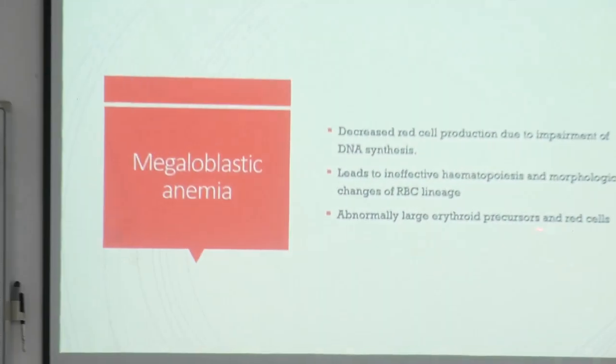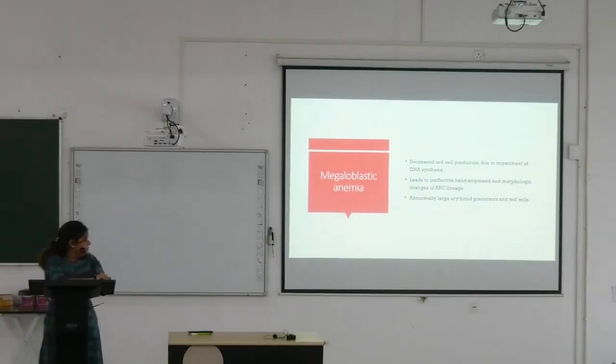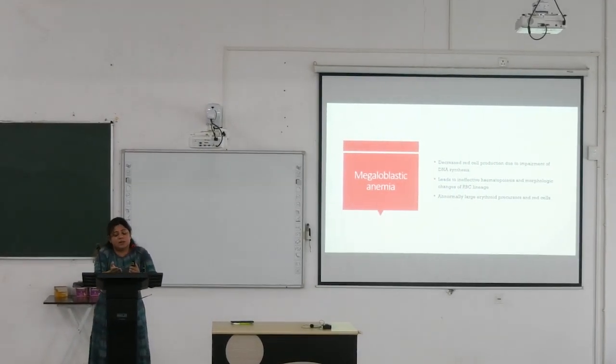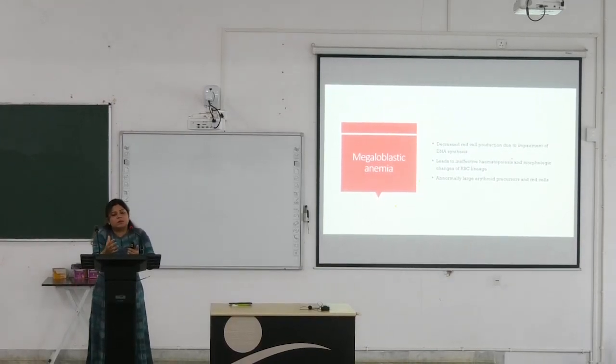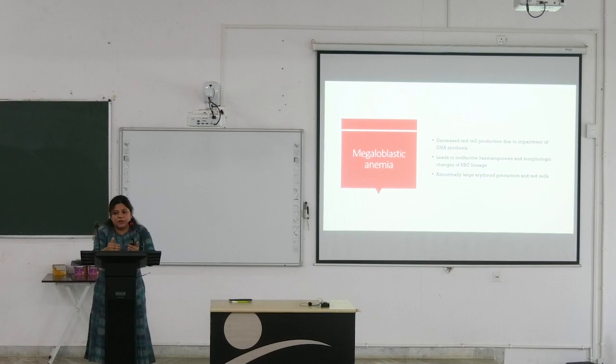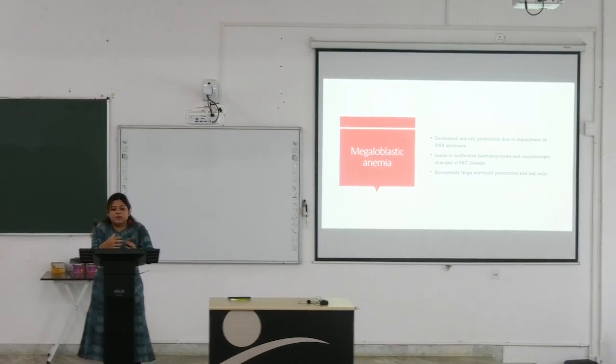Okay, the other thing is abnormally large erythroid precursors and red cells. So what happens is that, as I told you, the maturation of cytoplasm goes on, but the maturation of the nucleus lags behind, and the RBCs turn out abnormally large, which is also evident in the peripheral blood smear.